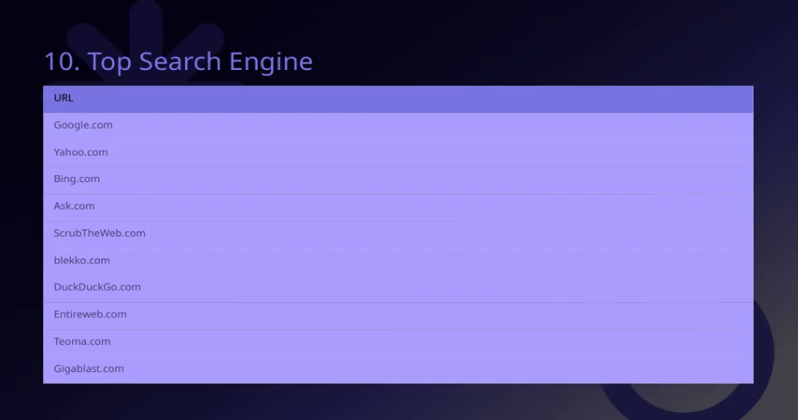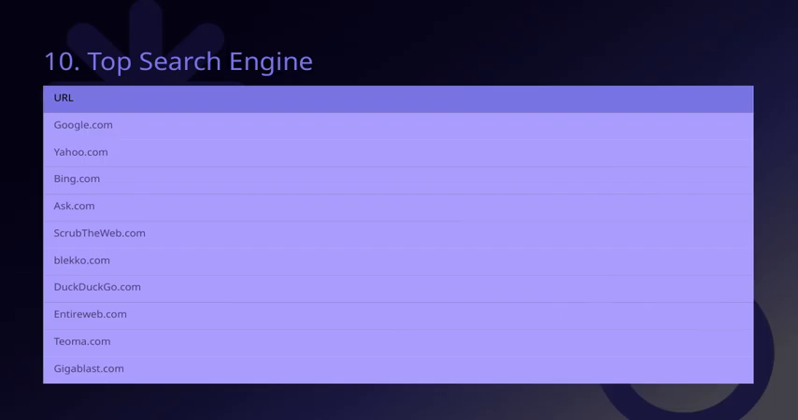Bing.com is Microsoft's search engine, often integrated with Windows devices, making it a key player in the ecosystem. Ask.com was once quite popular for question-and-answer style searches. Moving down the list, ScrubTheWeb.com and BLEKKAW.com are examples of more specialized or niche search engines, catering to specific types of searches or audiences. DuckDuckGo.com is gaining popularity because of its focus on user privacy and not tracking search history.